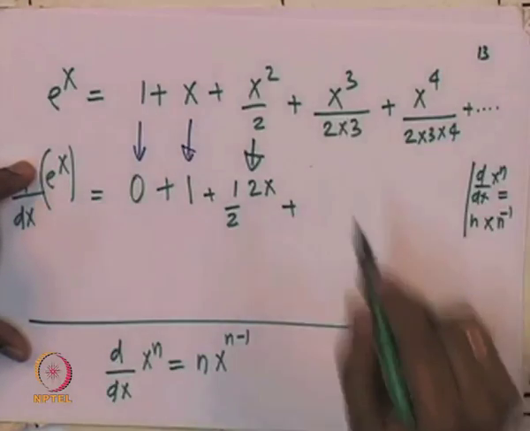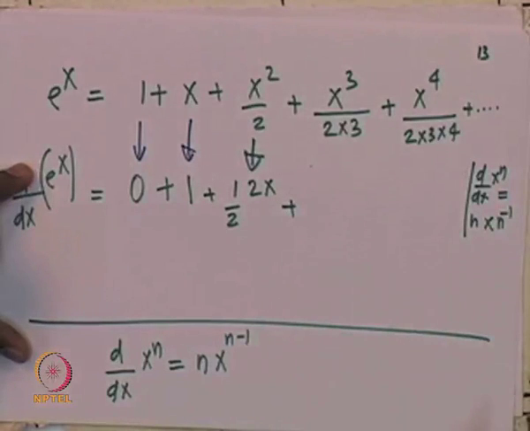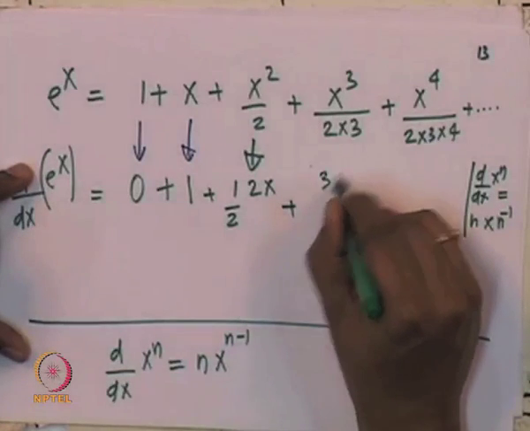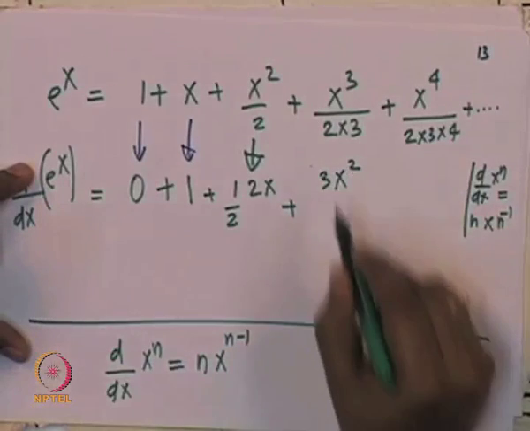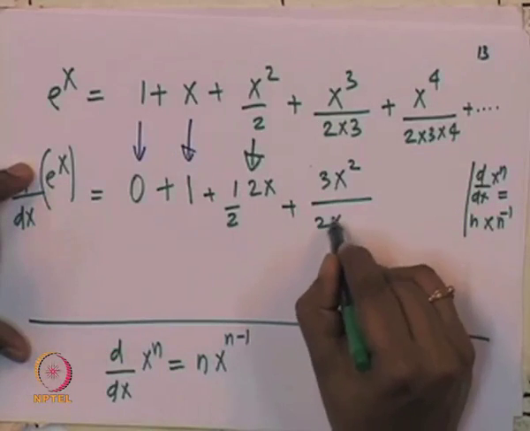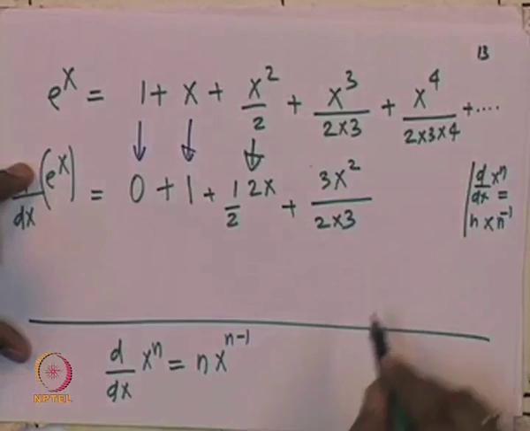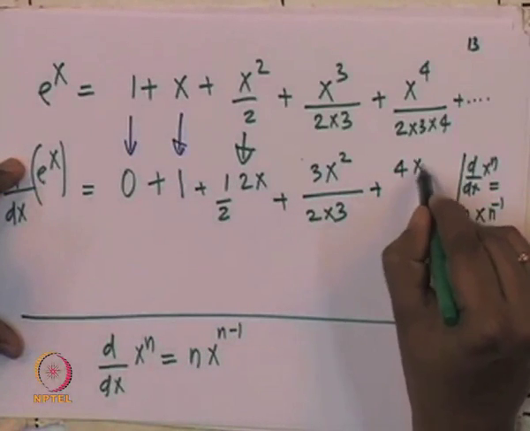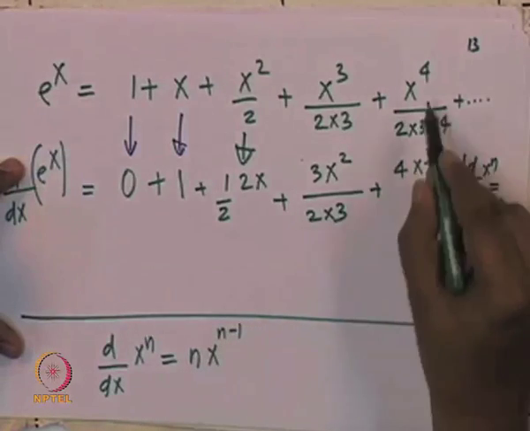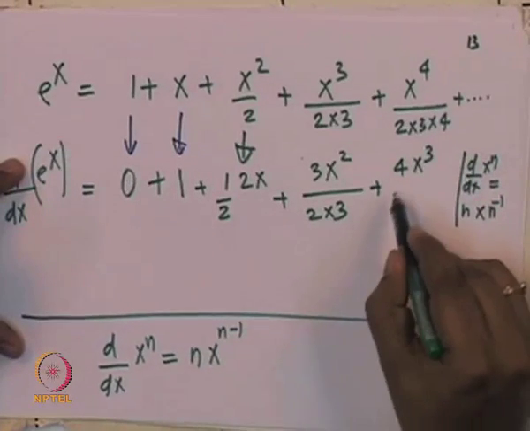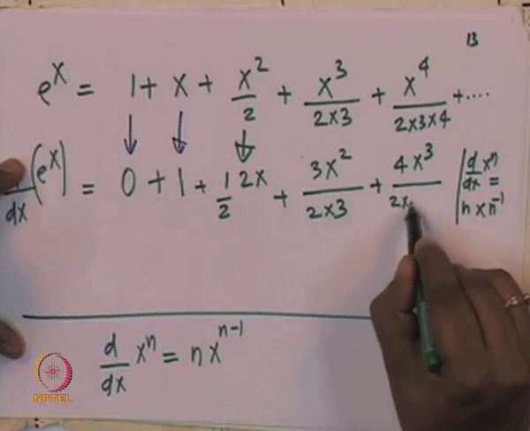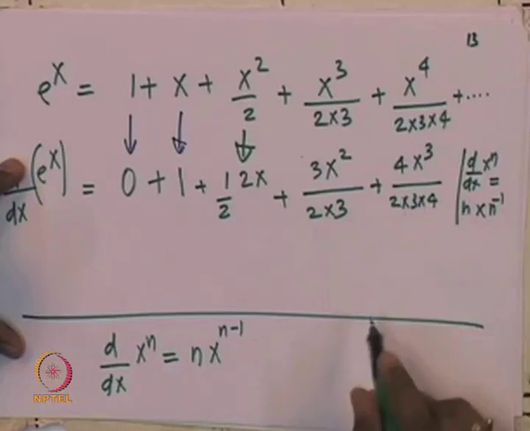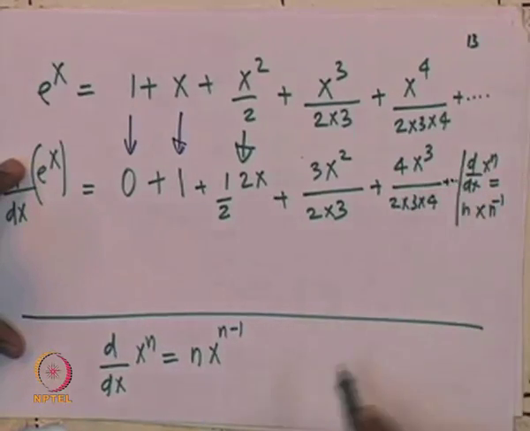Now what is the derivative of x cube? The derivative of x cube is 3x square, and whatever the denominator remains, 2 times 3. What is the derivative of x power 4? According to this rule, it is 4x power 3, and whatever the denominator remains stays that way, plus so on and so forth.